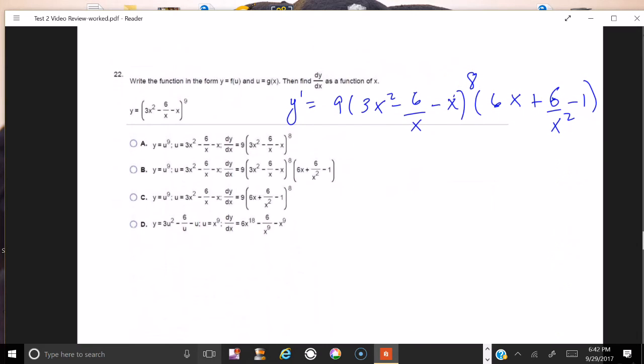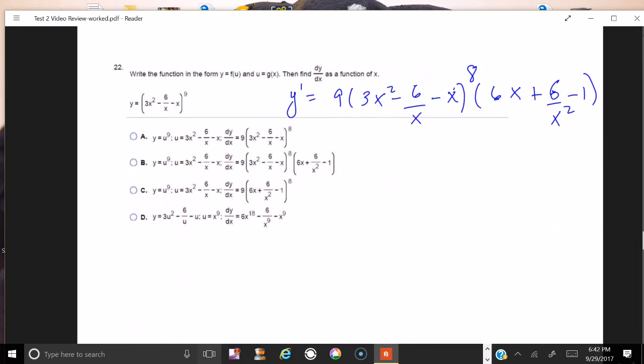Now we're getting into the chain rule big time. I'm sure nobody wants to multiply this trinomial out 9 times and then take a derivative. So we have to use the chain rule.